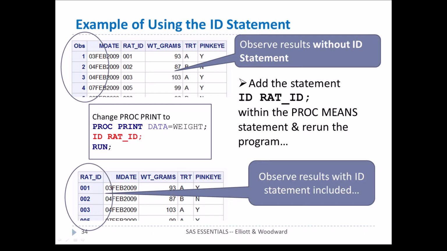that we get. However, if we change the PROC PRINT, where we have PROC PRINT data equal weight, ID rat ID, so we're specifying an ID, then what it does is it changes that left column to rat ID. So it creates a much more readable column, particularly if we're wanting to concentrate on information by some ID. So that becomes handy. Again, just another way for you to manipulate your output, maybe to make it more readable.